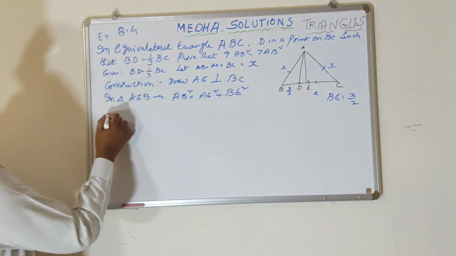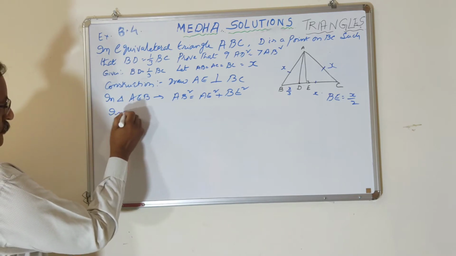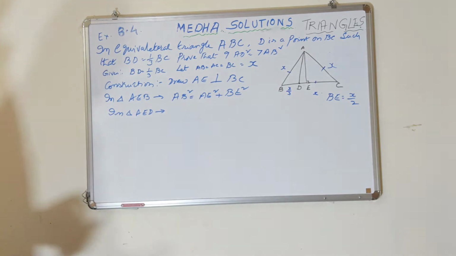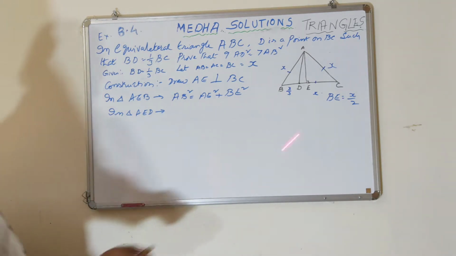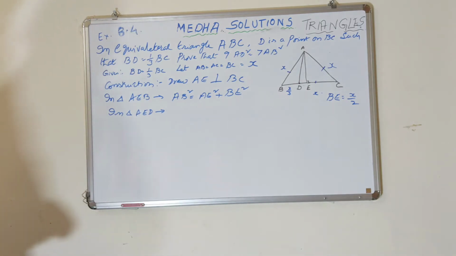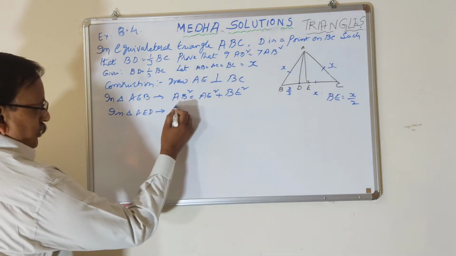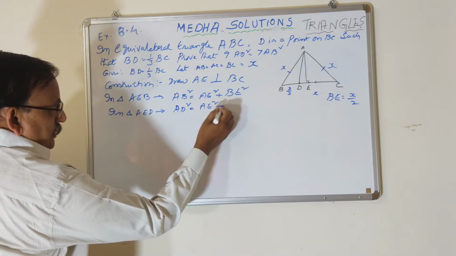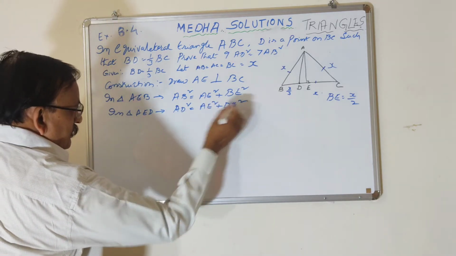In triangle AED, the hypotenuse is AD. This AD line is the hypotenuse. Angle E is equal to 90, angle AED is equal to 90.